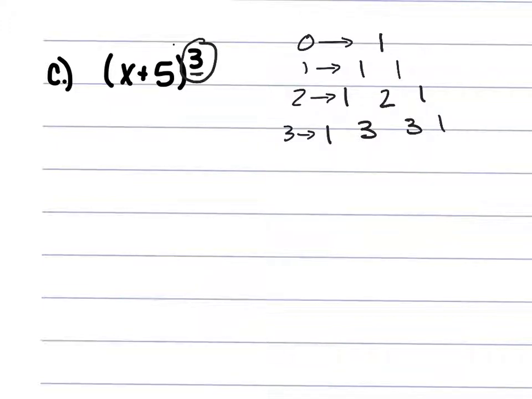So I'm going to use those same numbers again. 1, 3, 3, 1. Except this time, each one of those is not going to get an a and a b. Each one is going to get an x, and each one is going to get a 5. So x for each of them, and a 5. Oh, that's a little close there. Let me space that out. And a 5 for each of them.